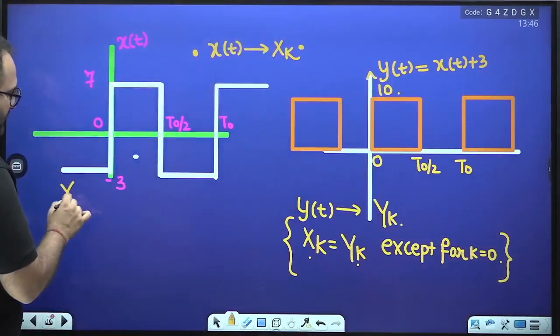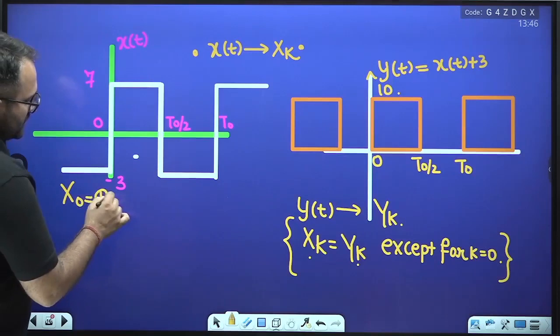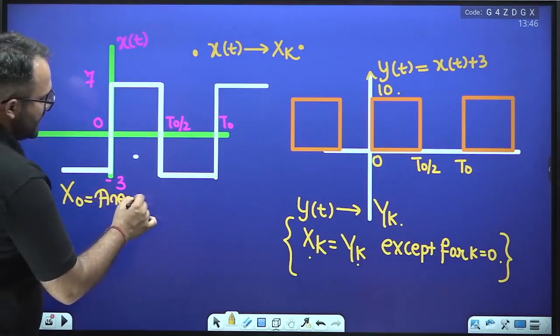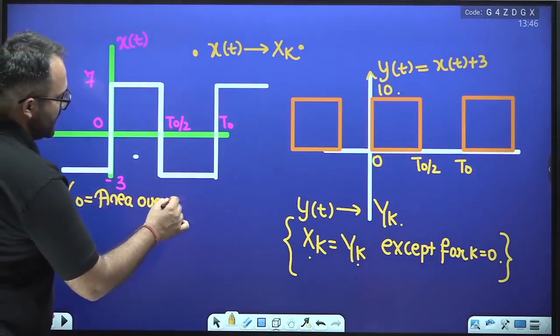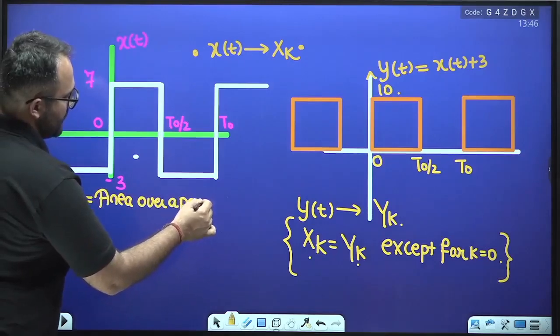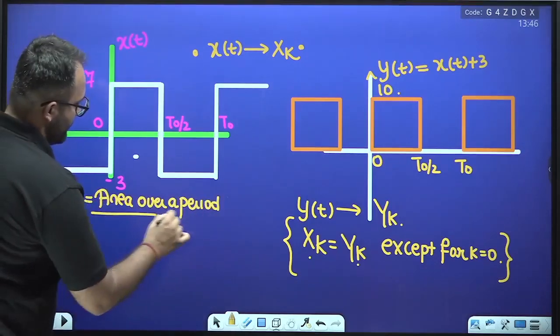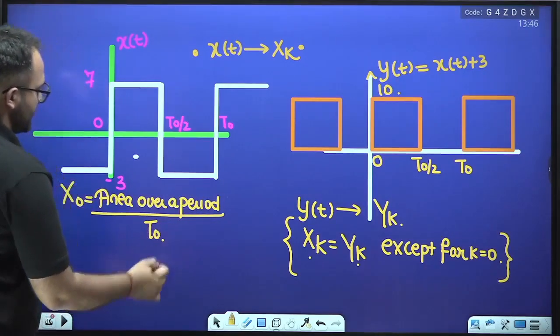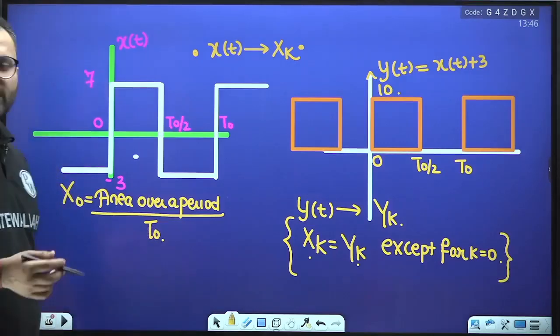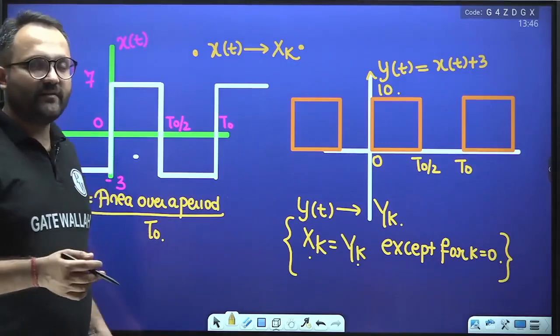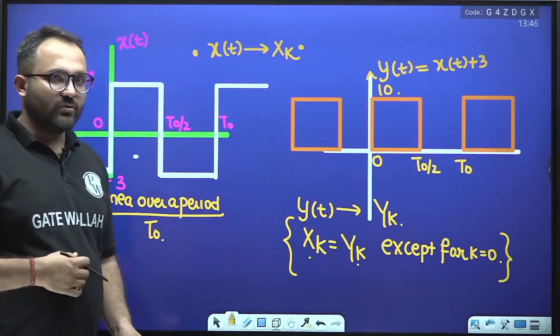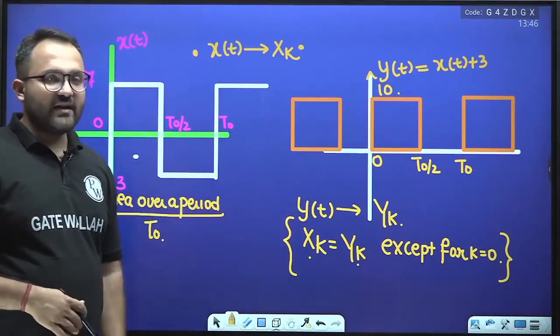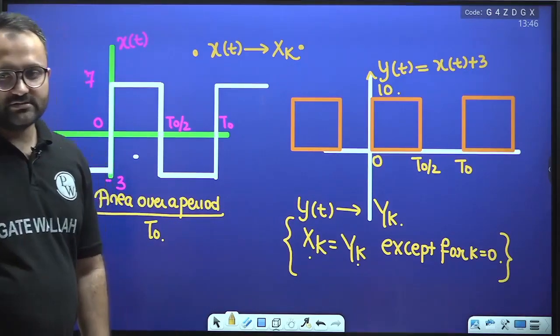So we know that x0 is equal to the average value of the signal, that is the area of the signal over a period divided by time period. So this is your x0. Similarly, y0 is equal to area over the period divided by time period. So this equality is valid for all k except k equal to 0.